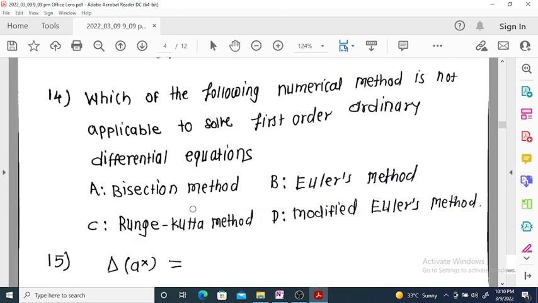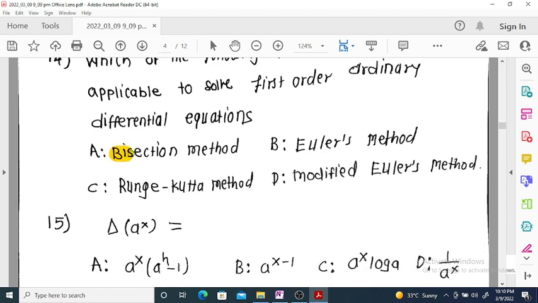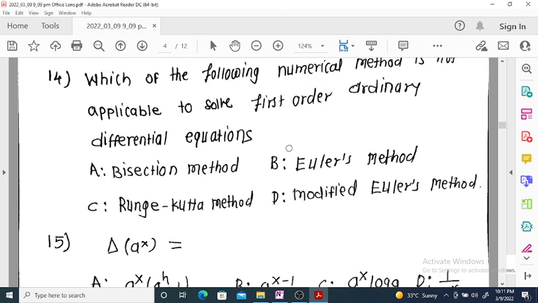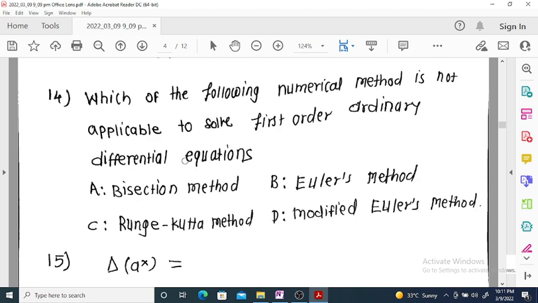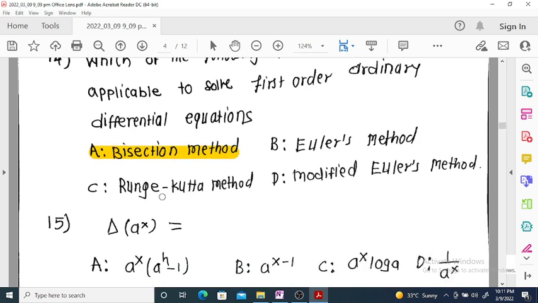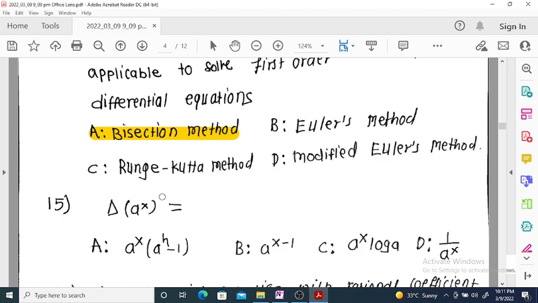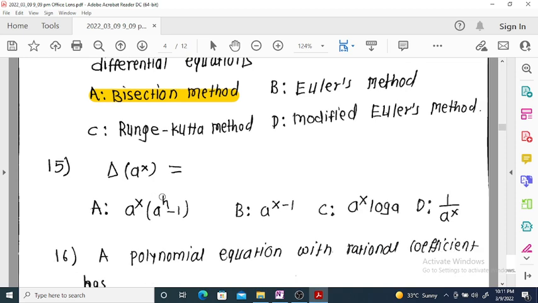Which of the following numerical methods is applicable to solve first order ordinary differential equations? Bisection method is used to solve algebraic and transcendental equations. Euler's method is also used for ordinary differential equations. Which of the following numerical methods is not used? The bisection method is not used, because this method is used to obtain the approximate solution to algebraic and transcendental equations.